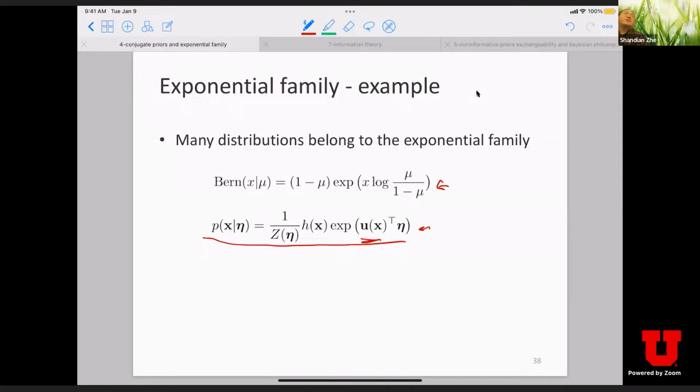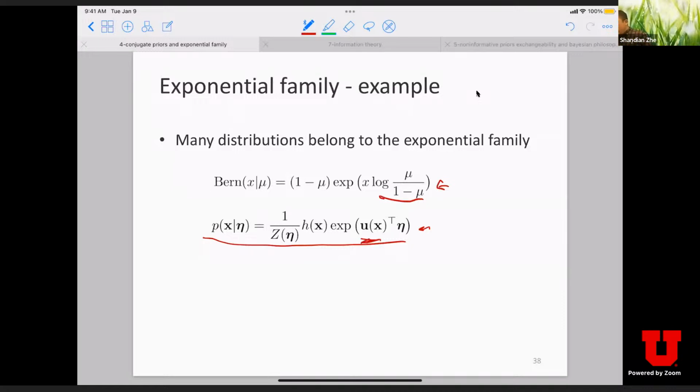It's just x. Yeah, there's no trap here. Just the obvious observation, right? So just x. And where is eta? This guy, right? Log mu over 1 minus mu. The guy who just multiplies with x.